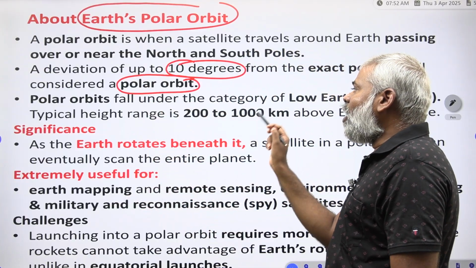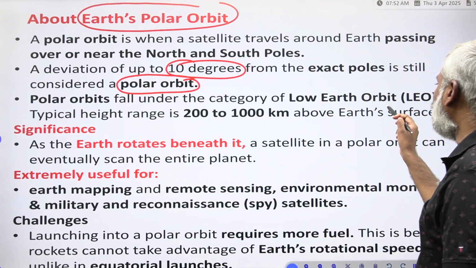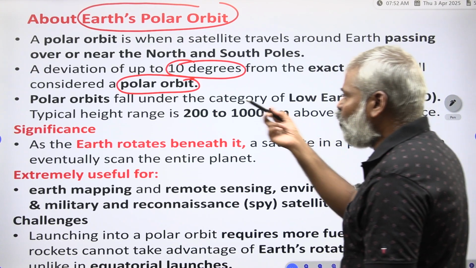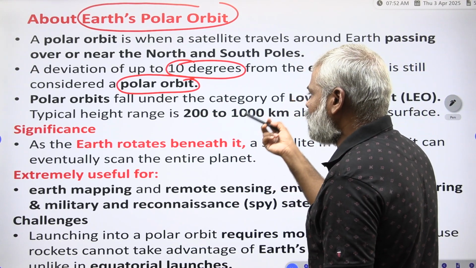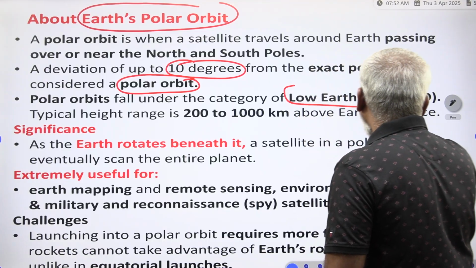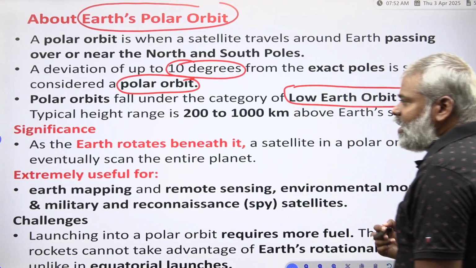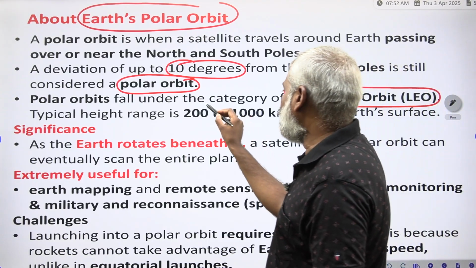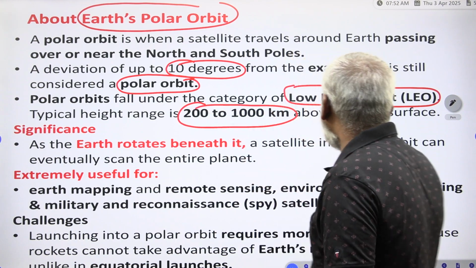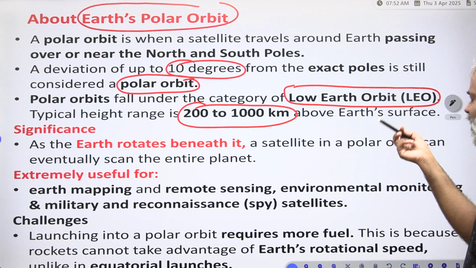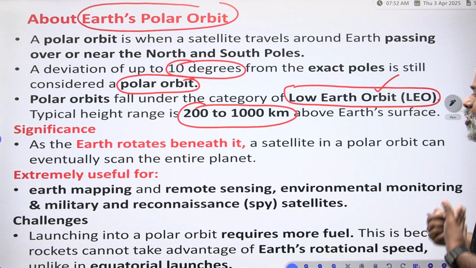Polar orbits fall under the category of low Earth orbit. Low Earth orbit typically has a height of 200 to 1000 kilometers above the Earth's surface. All these satellites we are sending are low Earth orbit satellites only.